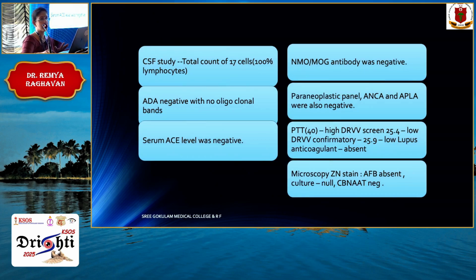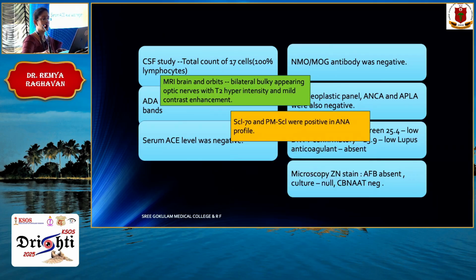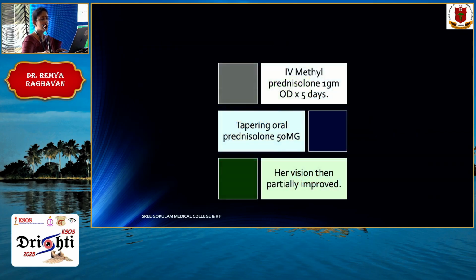She underwent a lot of investigations in the Department of Neurology, including CSF study, serum ACE level, NMO and MOG antibodies, paraneoplastic panel, everything was normal. MRI brain and orbit showed bilateral, bulky appearing optic nerves with T2 hyperintensity and mild contrast enhancement, suggestive of optic neuritis both eyes. But SCL70 and PM-Scl were positive in ANA profile. So these two were the positive reports. So she was put on IV methylprednisolone and then tapering oral prednisolone, and her vision partially improved following this.